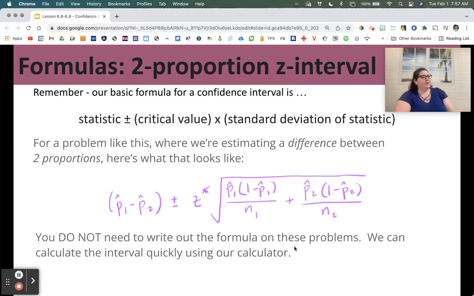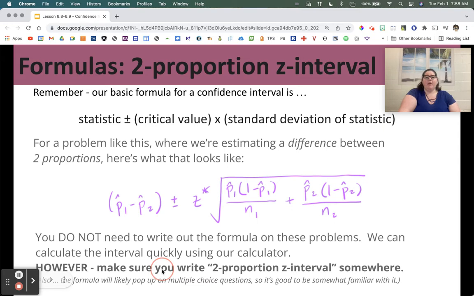Fun fact, on a free response question, you don't actually need to write out the formula. It is okay to use the calculator to quickly calculate the interval, and I'm going to show you how to do that. You do have to make sure that you've named the interval. That's part of the step 2 plan. So it's okay to do that as long as you wrote two-proportion z interval, but it is good to be familiar with the formula because it will show up on multiple choice questions.